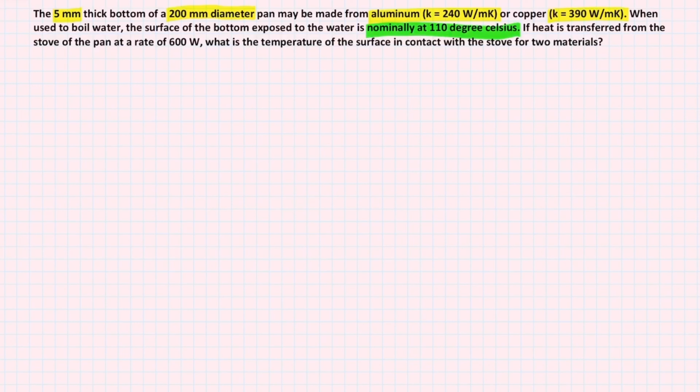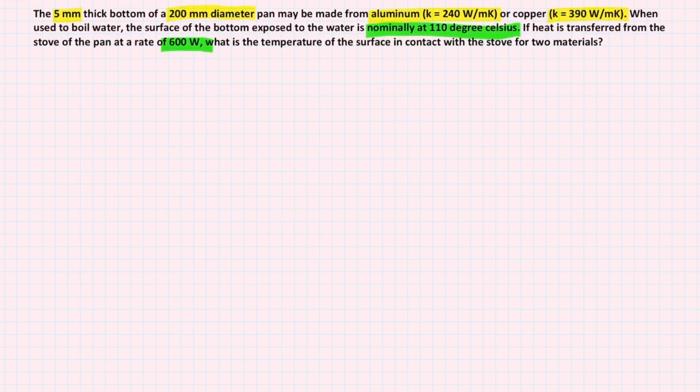So now if heat is transferred from the stove of the pan at a rate of 600 watt, what would be the temperature of the surface in contact with the stove for these two materials? The question is a bit confusing because it says the stove of the pan, but it does give us the heat transfer rate, which is actually 600 watts. So with this information, can we find out what would be the temperature of the surface that is in contact with the stove for this pan, which can be made of either aluminum or copper?